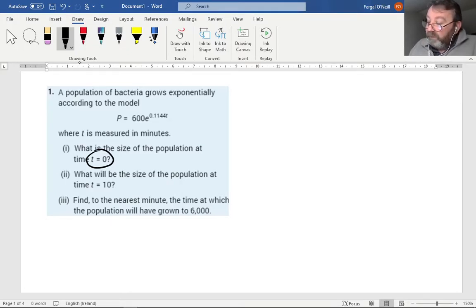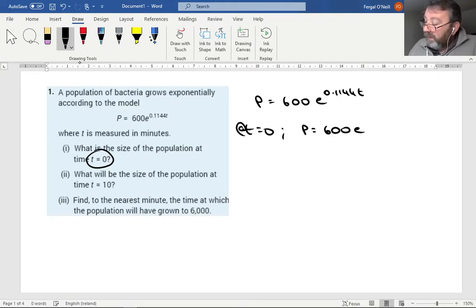So you're looking for the value at p equals 600e to the 0.1144t. Okay, so that's the formula we're dealing with. Now here we're told straight away in part 1, t is equal to 0. So at t equals 0, which is the beginning, the population will be 600 times e to the power of 0.1144 times 0. You just put 0 in for t. That gives e to the power of 0, and anything to the power of 0 is 1, and 1 times 600 is 600. Therefore, the population is simply 600.